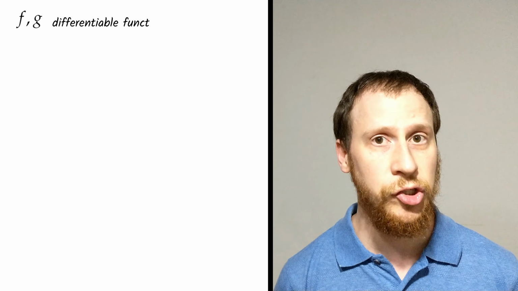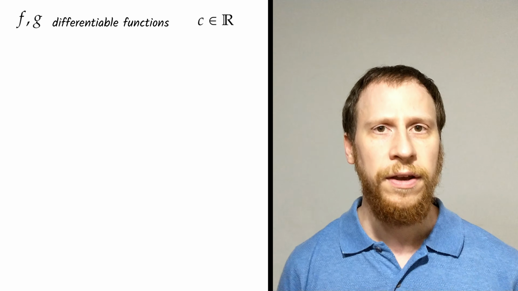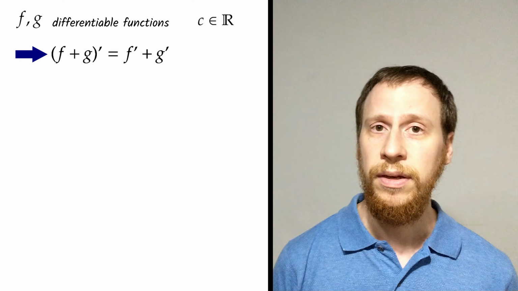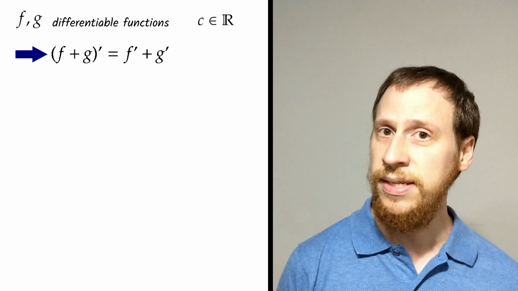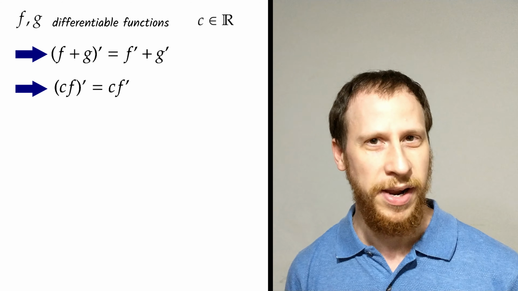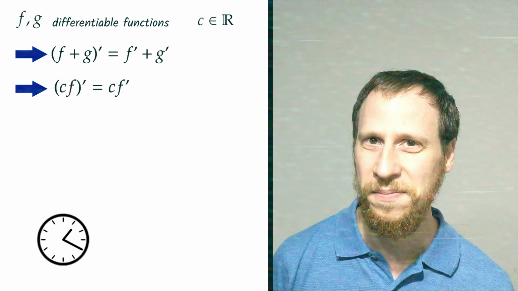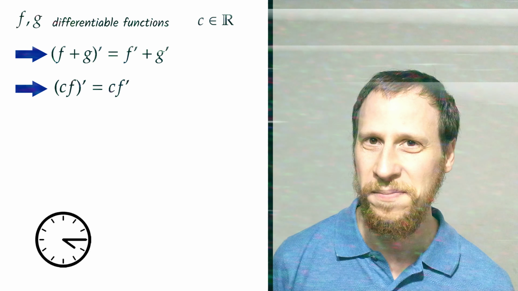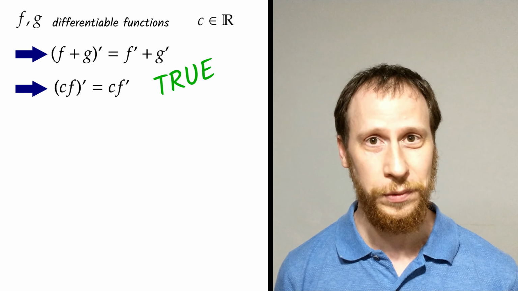The second statement is, if f and g are differentiable functions and c is a real number, then (f plus g) prime equals f prime plus g prime, and (c times f) prime equals c times f prime. Is it true or false? This statement is also true.